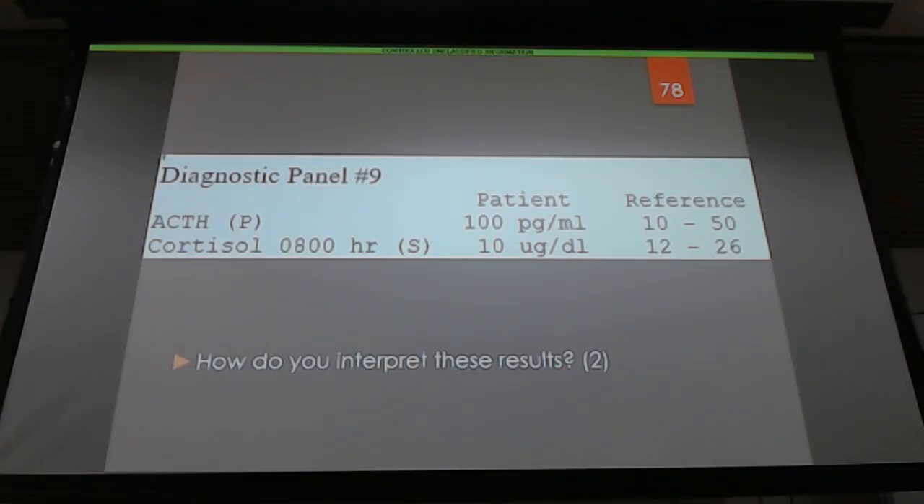Okay, so where am I? Oh, okay. So how do you interpret these? High ACTH, low morning cortisol. What is that? Okay. Well, cortisol low tells me that's good. So ACTH is high. Is the pituitary working or not working? It's working. It's responding appropriately to low cortisol. So where do I think the problem is? Adrenals.